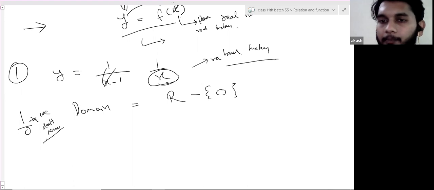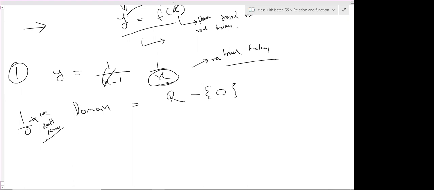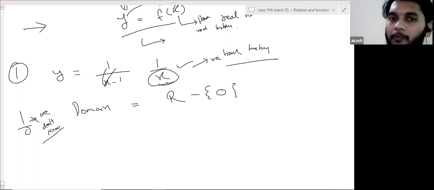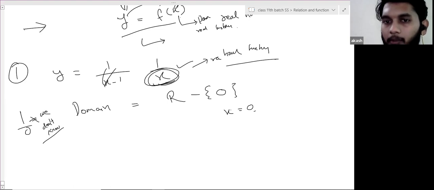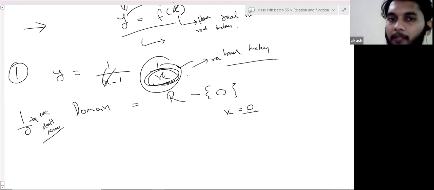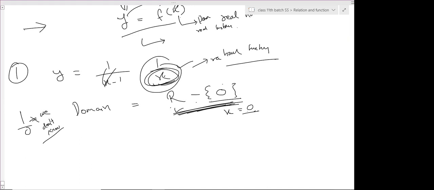This thing is clear? So whenever you see this type of function, how to find the domain? See when the denominator is 0. Put x equals 0. At x equals 0, this function becomes infinite. So the domain will be R minus {0}. This notation is clear to all of you?